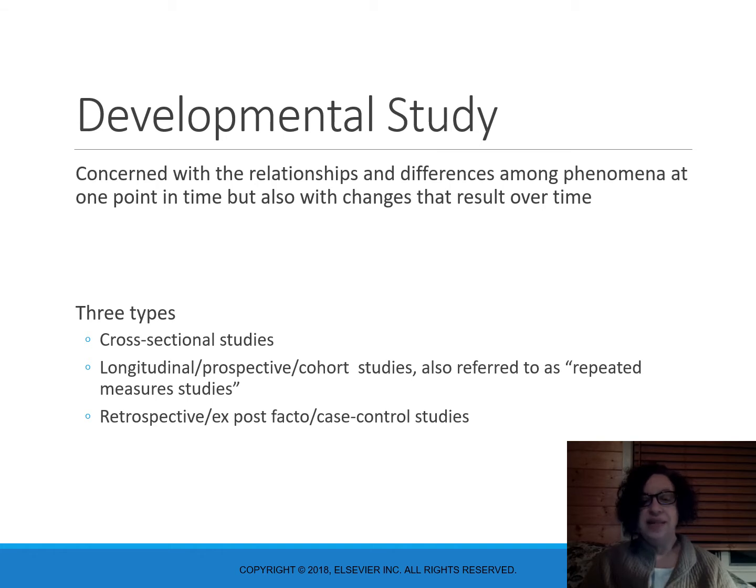When you have a study that's concerned with the relationships and differences among phenomena, that phenomena is the thing happening at one point in time, but also with changes that result over time, this is a developmental study. So think about this type of study. It starts here, you're looking at it here, and as it moves through time, as it develops, you want to see what changes result. There are three types of developmental study: your cross-sectional study, and longitudinal, prospective, cohort studies, and those types of studies can also be referred to as repeated measures studies.